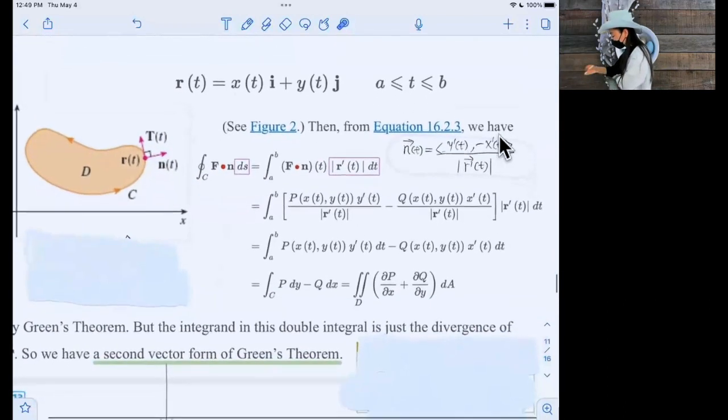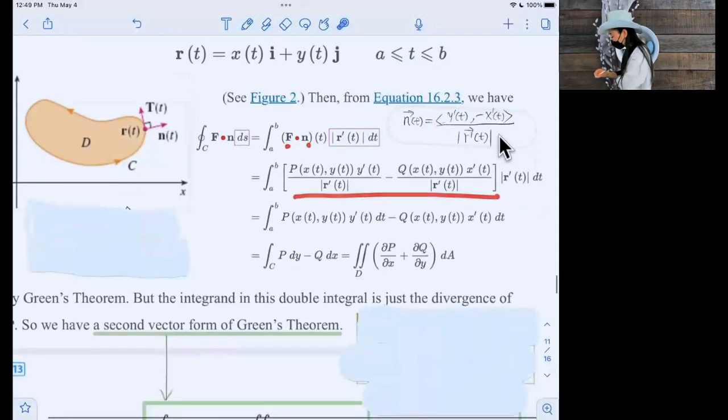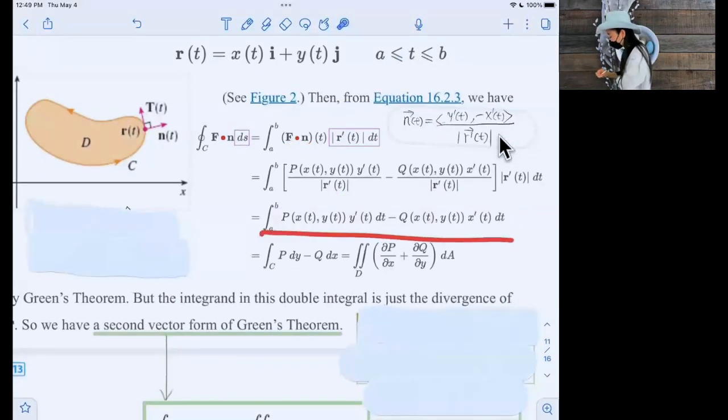So the unit normal vector here is this one. When you dot it with this unit normal vector, you will get this, and when you simplify it, it turns out to be this.